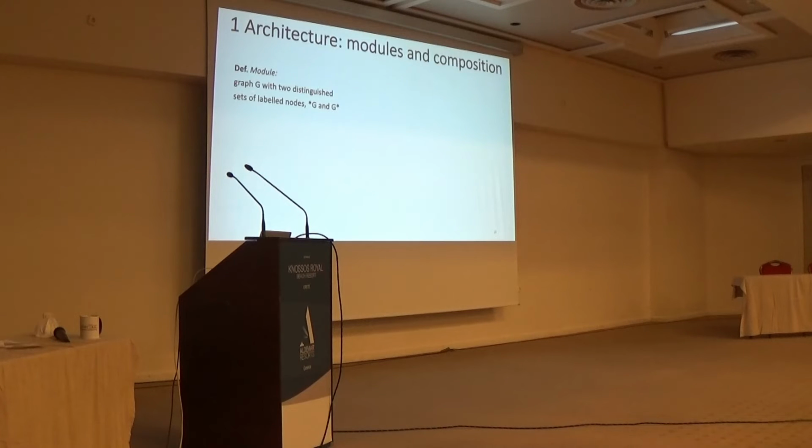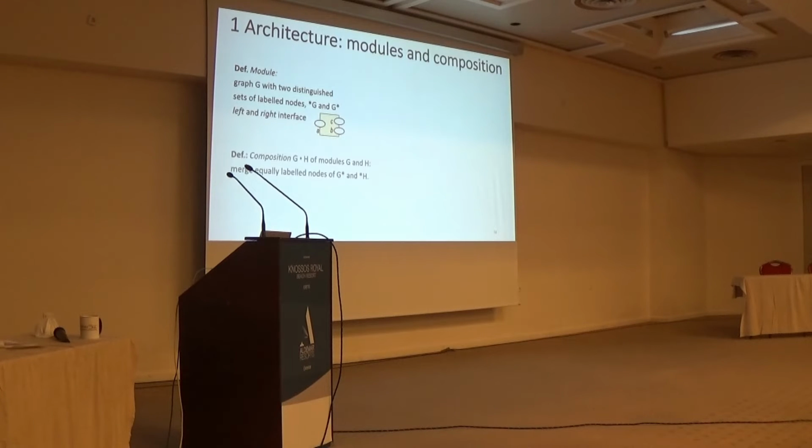You just have a graph, any kind of a graph, with two sets of distinguished labels. One is called star G and P star, and that is the point that we have seen already. The interface is distinguished into the left part and the right part. Very important, very fundamental, and with this you can cover very many things.